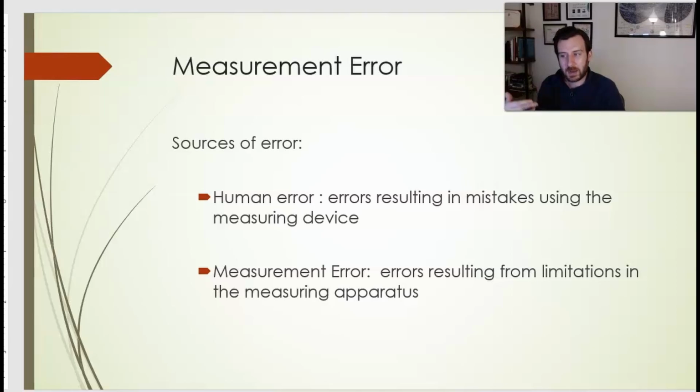We also have measurement errors. Measurement errors are just limitations. For example, if I wanted to know how big an atom is, I would not be able to use the ruler that sits on my desk. That would be too big. I would not be able to get an accurate number.